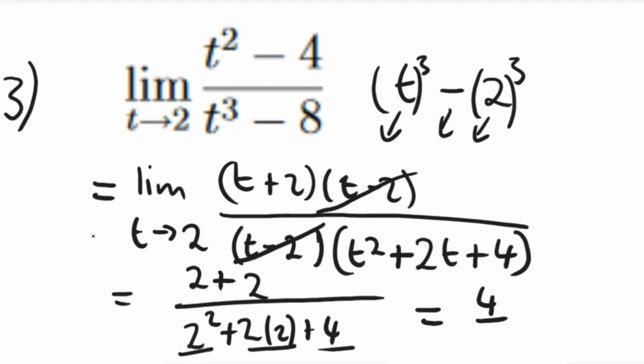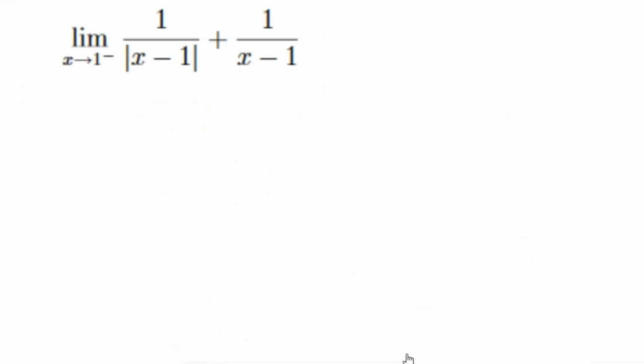That is 12. And this is just 1 over 3. 4 goes once there and then it goes 3 times here. So this is just 1 over 3. Okay, I hope it makes sense. Let's look at the next problem.